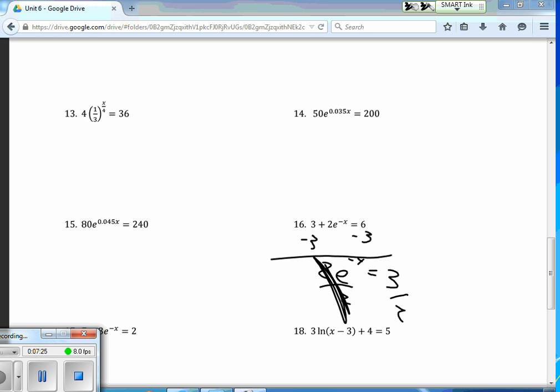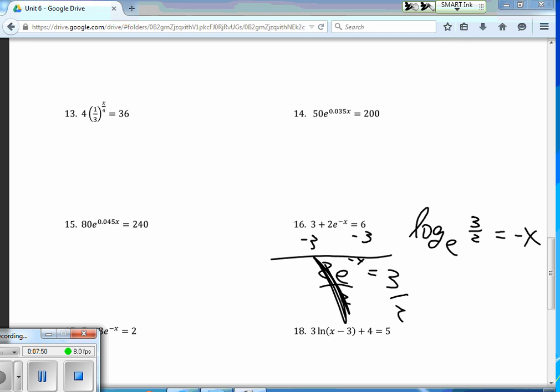Now I'm going to rewrite this as log base e. Could I have said ln? Yeah, but I personally think this is better. Log base e of 3 halves is equal to negative x. Now, I know some of you are like, what the heck is log base e of 3 halves? I don't know, and you don't either, and that's okay. All we need to do is get x alone.